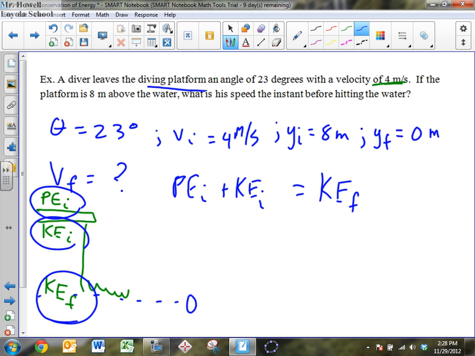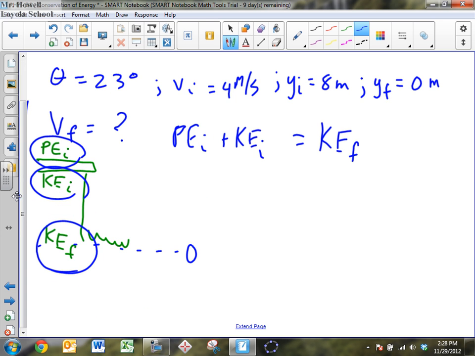So let's write our equations out, please. Again, we're solving for vf. This becomes mgyi.